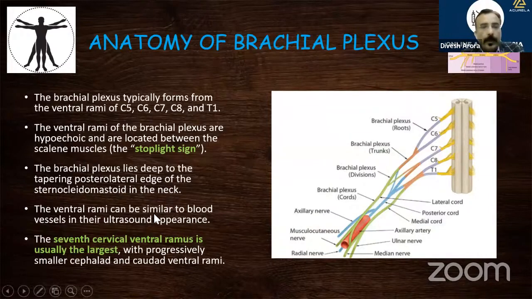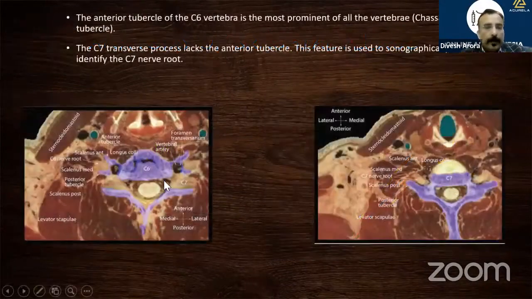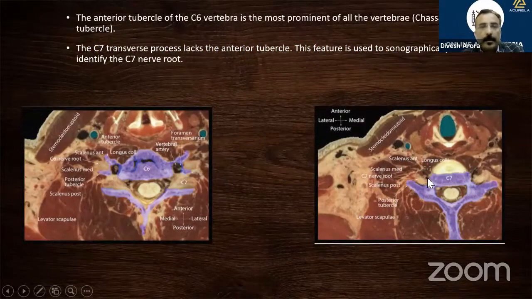However, because of the hypoechoic appearance, the ventral rami can have an appearance similar to blood vessels, which also appear hypoechoic. For our understanding, we have to remember that the 7th cervical ventral ramus is usually the largest, which I'll be showing you in one of my sonoanatomy videos also. If we look at the cross section at the level of C6 and C7, we realize that the C7 does not have the anterior tubercle.